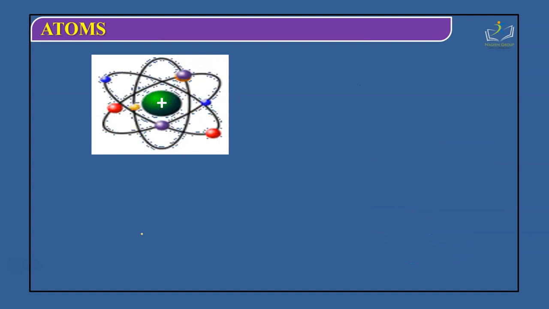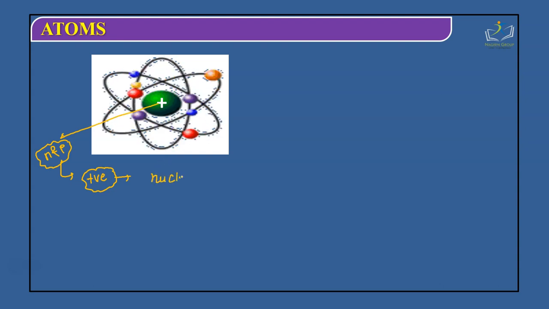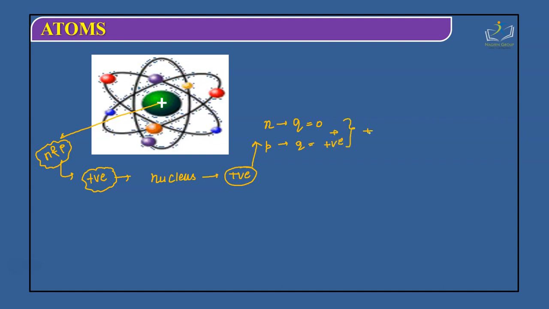As you can see in this diagram, the central particle, in which neutrons and protons are there, is completely positive in nature. As in my previous video lecture, I'll just mention this is a nucleus. A nucleus is positive in nature. The reason is that the neutron has a neutral charge and the proton has a positive charge, so the overall charge of this nucleus is positive in nature.